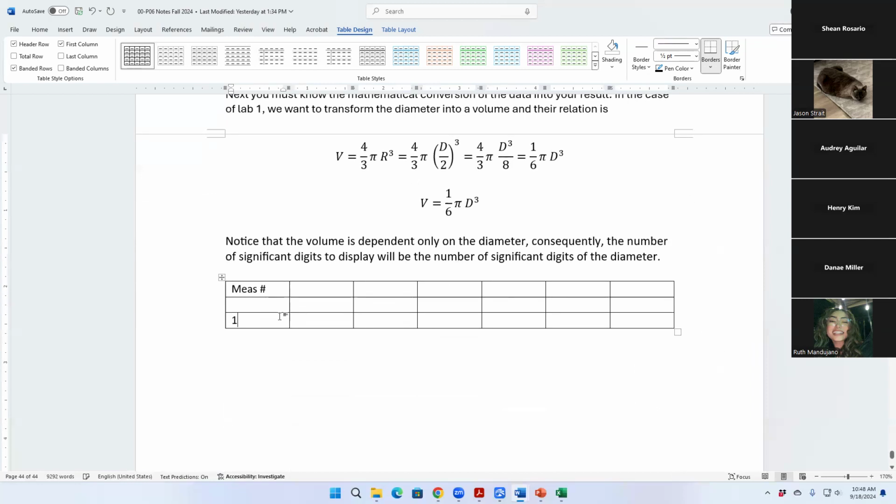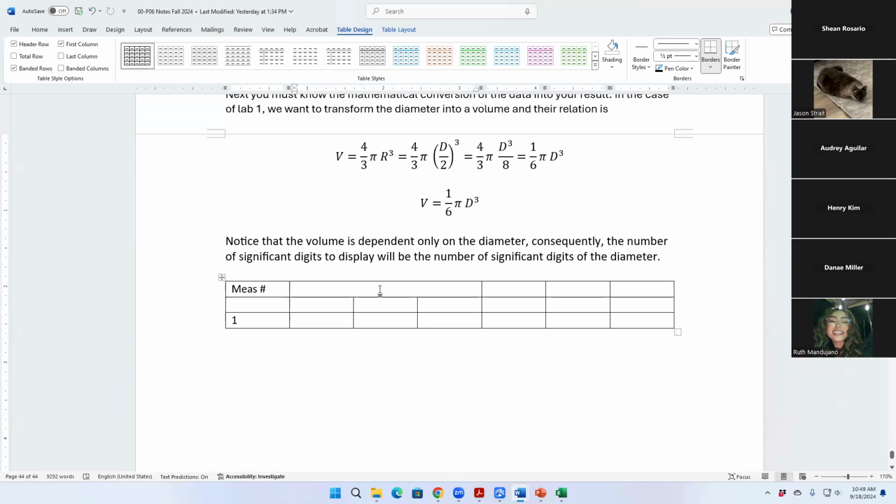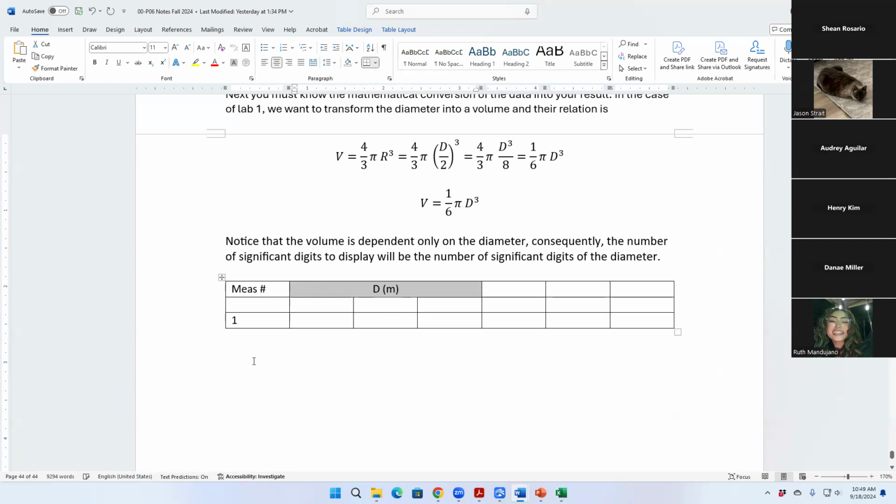Measurement number 1. Well, let's see. We have just one measurement, and here is going to be my diameters. Merge cell. Okay, I'm going to write down D in meters. I'm going to center justify, and here is going to be my volume. Okay, merge cell, and I'm going to center justify as well. Here you go. Volume, and the volume must be displayed in cubic meters, right? You're going to have measurements for the ruler.